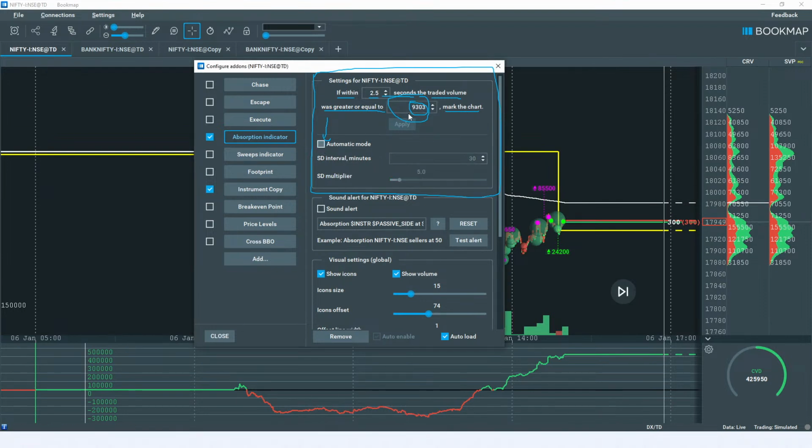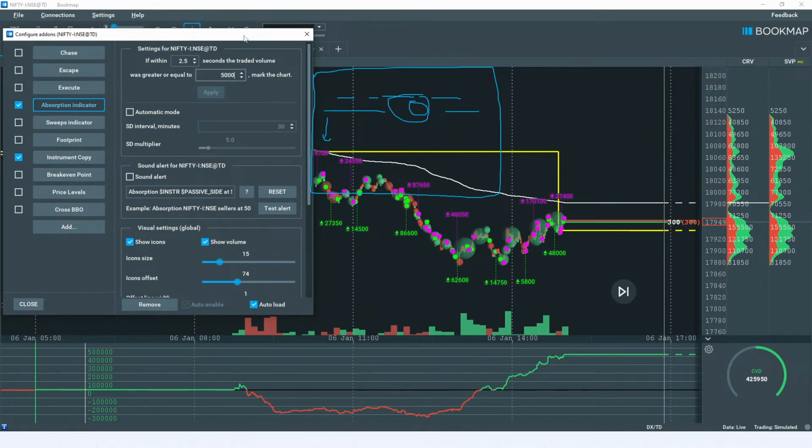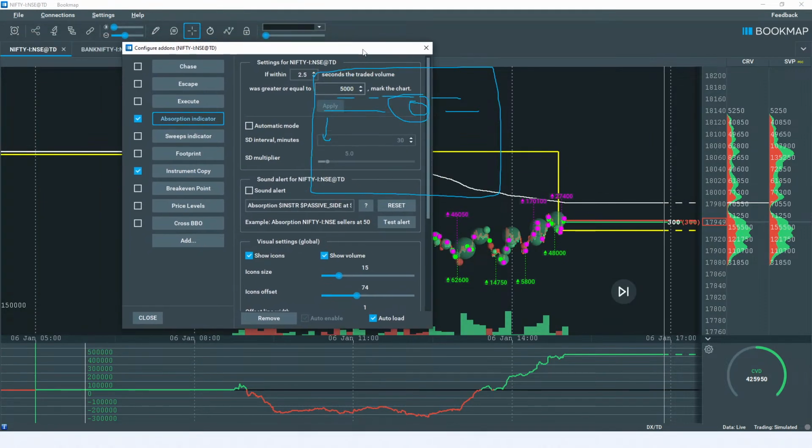If I disable it, I'll be able to control this particular number manually. For example, let's say I put it as 5000. You can clearly see whenever there was a condition where within 2.5 seconds, 5000 quantities got executed. What is the logic behind it?